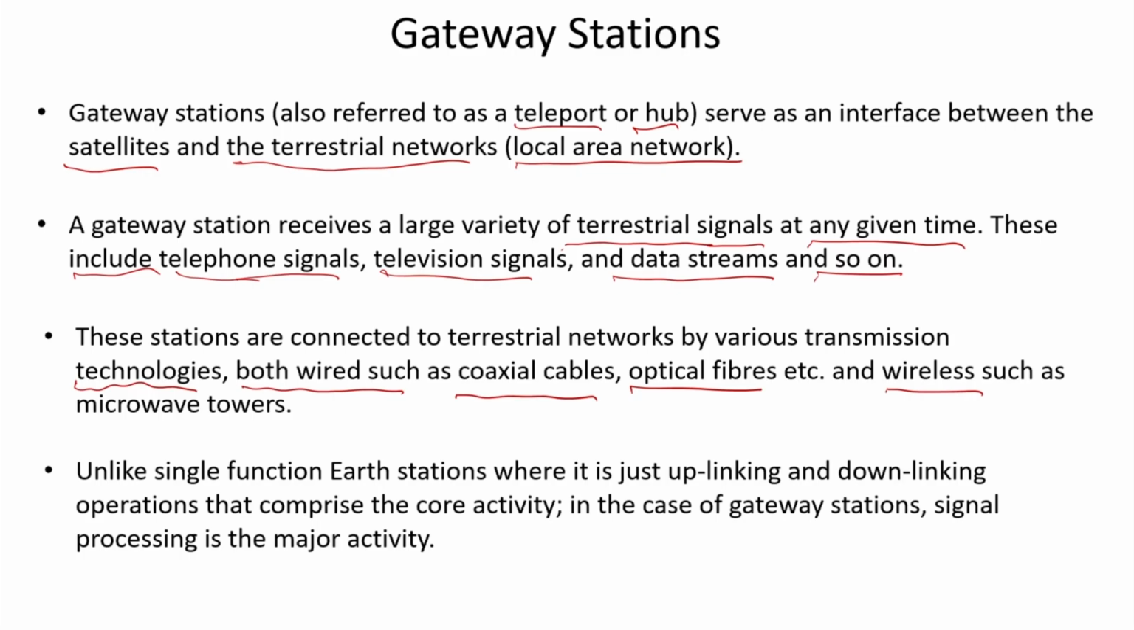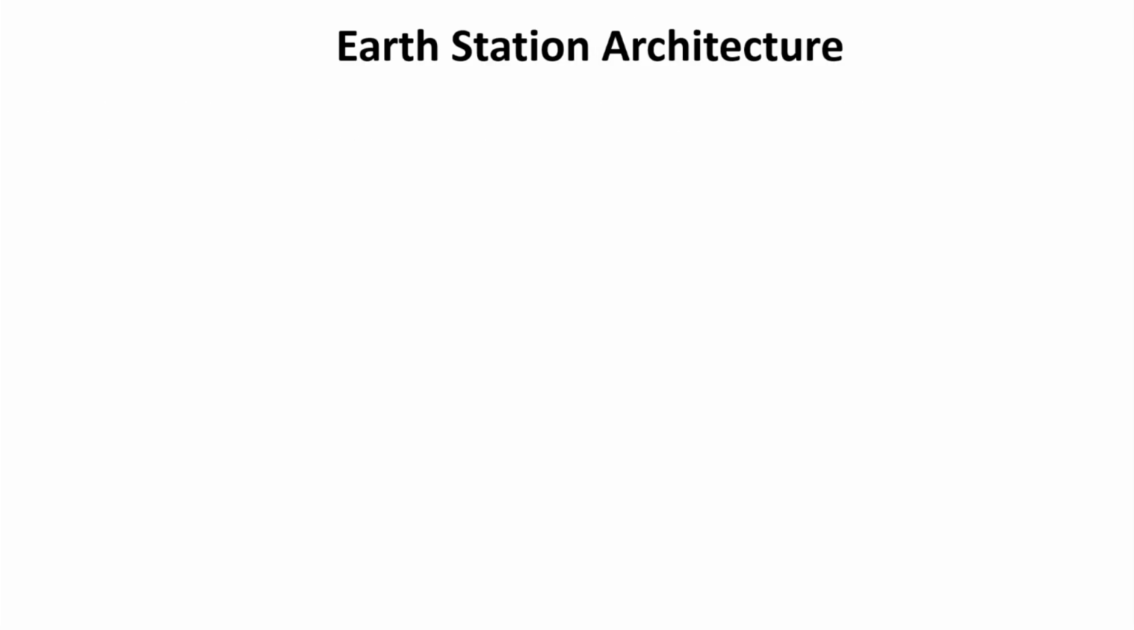So, getting the signals from different nodes of the terrestrial network or the local area network, then multiplexing them and connecting them to the satellite. A lot of this type of signal processing needs to be done in a gateway station. Now, let us see the earth station architecture. What are the blocks that constitute the earth station?